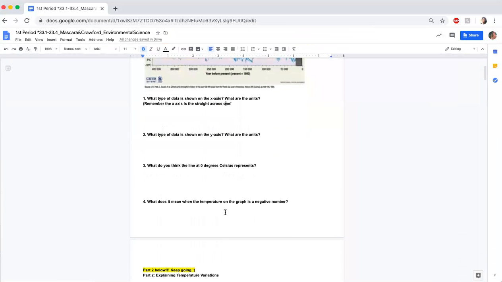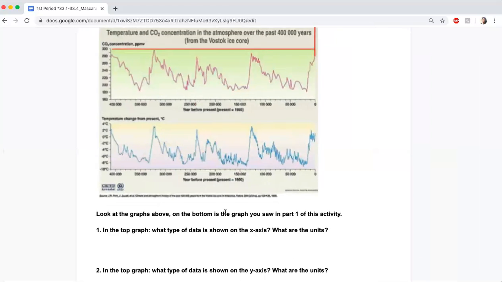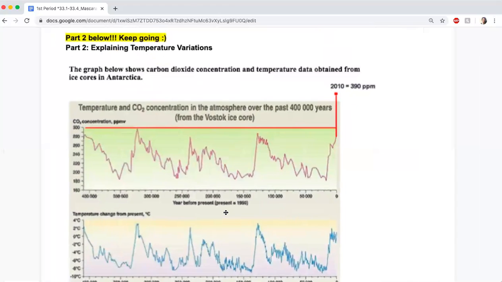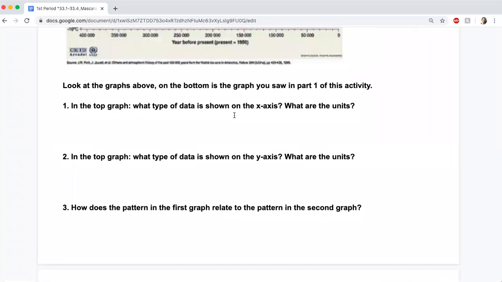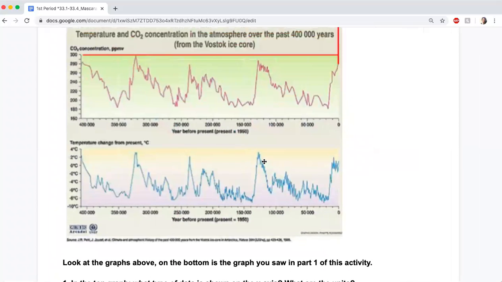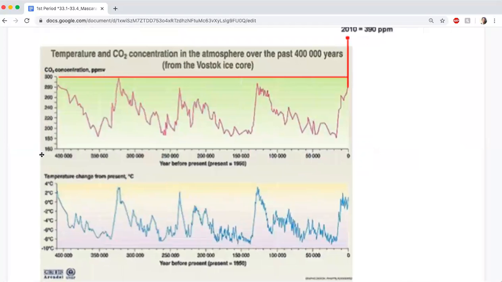Now, we're going to scroll down and look at this graph right here. So what type of data is shown on the x-axis? So remember, x is this bottom one right here. This is the x. And it tells you right underneath it on a graph. You can always tell what it's about because it tells you. This tells you what it's measuring. Just like up here, this tells you what it's measuring right here.